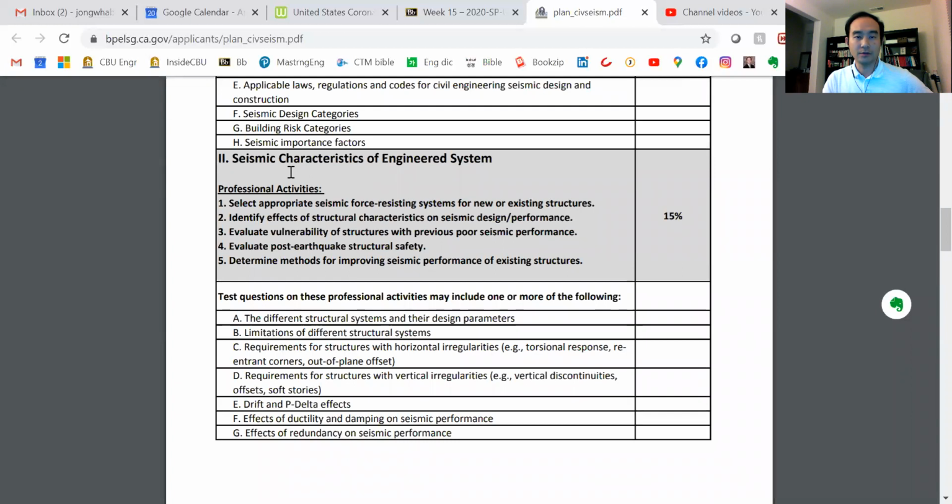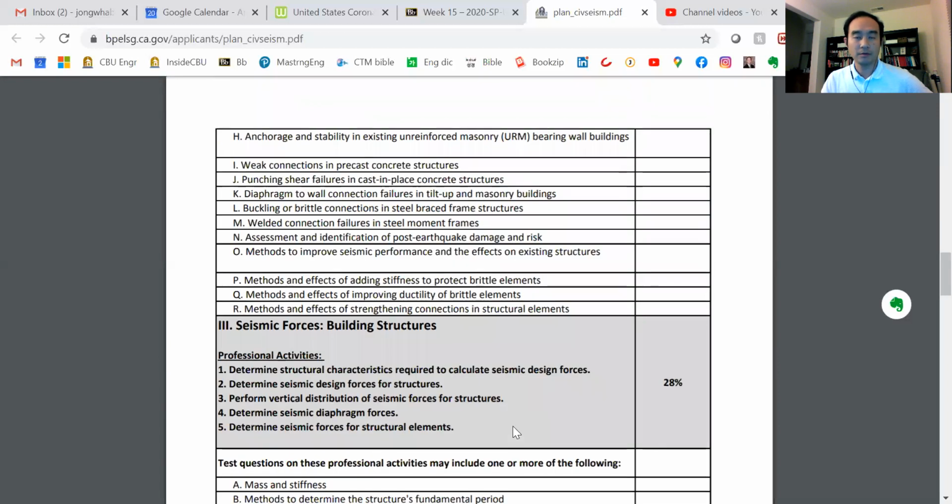Then the seismic characteristics of engineered systems, and different structural systems and their design parameters. You can find, for example, the R factor. We have very long tables in the ASCE 7 code. Drift and P-delta effects, we didn't touch these. The damping on the seismic performance, redundancy. Some of them are covered, some of them are not in this class.